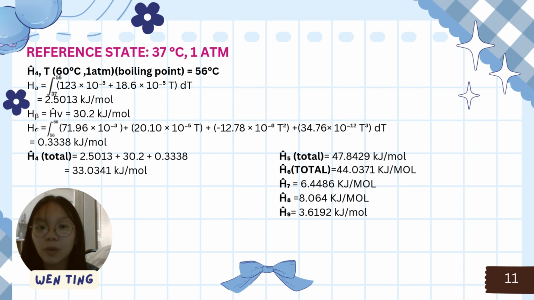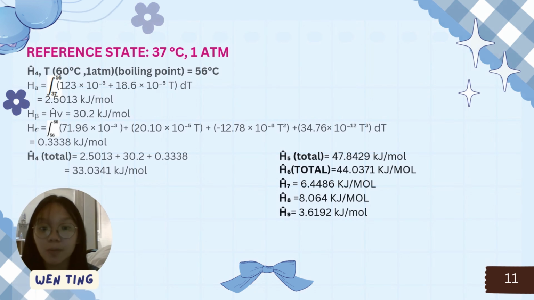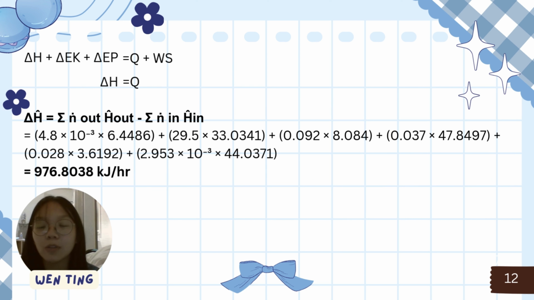And after that, when we calculate the other enthalpy changes in the same way, we can know that the heat transfer is also equal to the enthalpy change. So the enthalpy change is N out H out minus N in H in. When we subtract, we get the final answer for the enthalpy change.